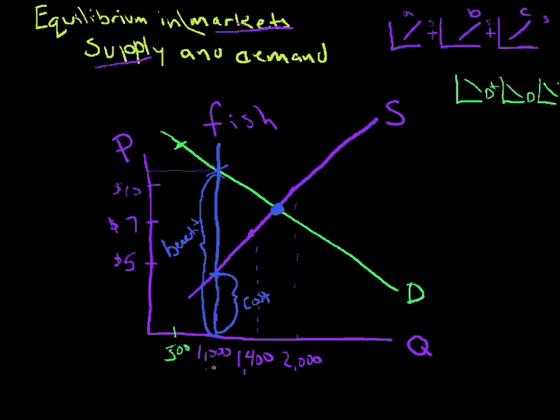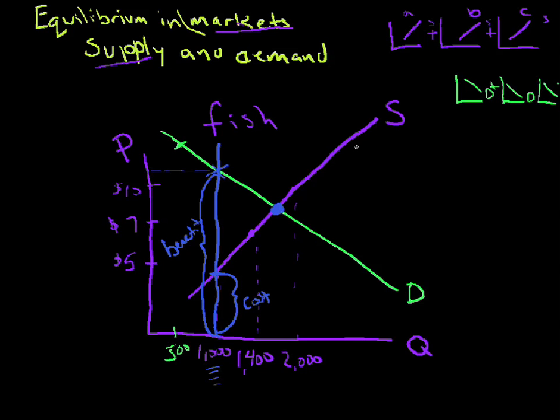If we only make 1,000 pounds of fish, we're pretty happy because the benefit to society is way up here and the cost is way down here. If we were somebody up above Earth looking down saying, should this 1,000 pounds of fish be produced? The answer is yes. Why? Because it only costs a little bit to make and we benefit quite a bit.